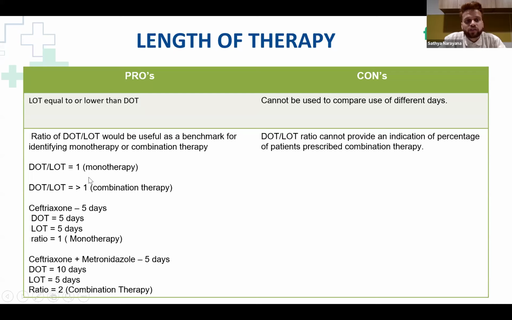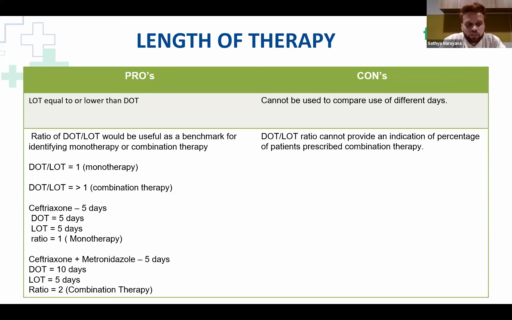And this is one method that was suggested by the literature. If you compare the DOT and LOT ratio to identify whether a patient is on monotherapy or dual therapy, I mean combination therapy, this would be the equation they use. If the DOT to LOT ratio is equal to 1, then the patient is considered to be on monotherapy. And if a patient is on combination therapy, then the DOT to LOT ratio would be greater than 1. So this is a simple hypothesis to identify whether a patient is on monotherapy or combination therapy.